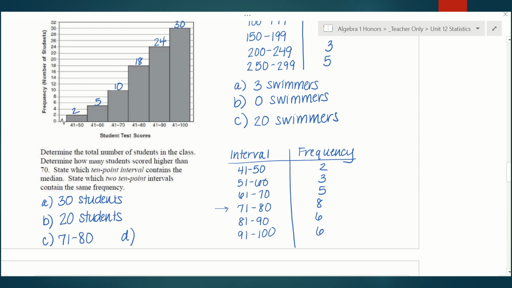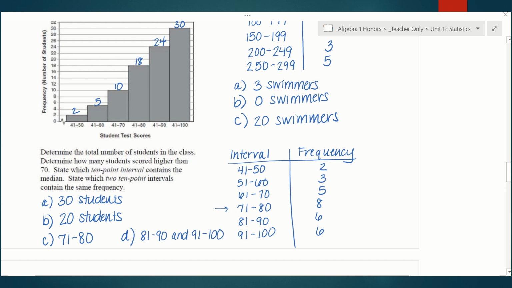Okay, and then state which 2 10-point intervals contain the same frequency. Based on our frequency table, the 2 that contain the same frequency are the last 2 intervals, 81 to 90 and 91 to 100.